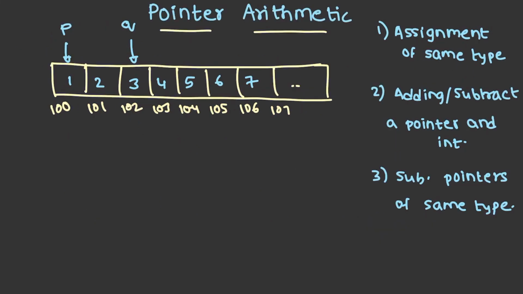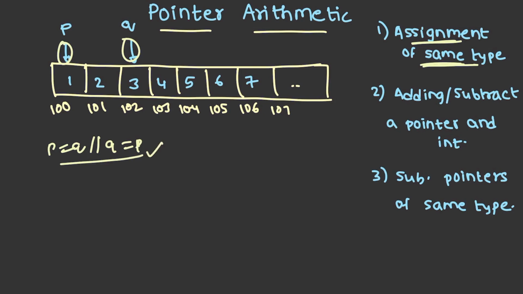Now, to have a quick recap of things, let's look at all the possible operations. First is assignment of the same type. If p and q are pointing to the same array, then they are of the same type, and p is equal to q or q is equal to p. This assignment is possible. And adding or subtracting a pointer and an integer actually moves the pointer forward or backward in an array. We have also seen this.